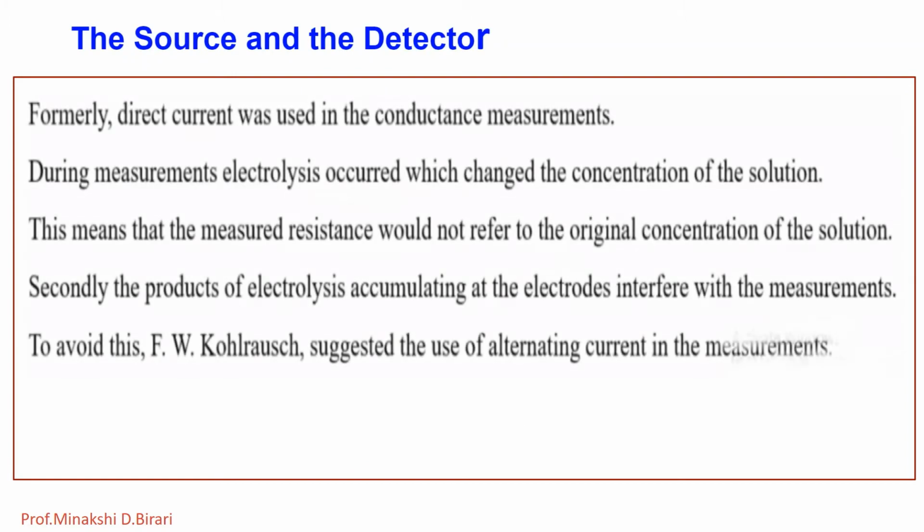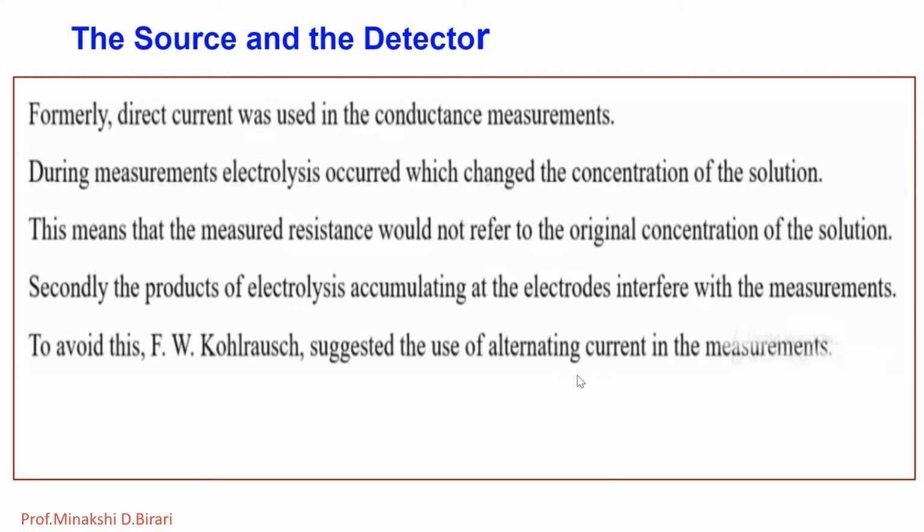Now, what are the source and detector used in the Wheatstone bridge circuit? Formerly, direct current was used in the conductance measurements. During measurements, electrolysis occurred which changed the concentration of the solution. This means that the measured resistance would not refer to the original concentration of the solution. Secondly, the products of electrolysis accumulating at the electrodes interfere with the measurements. To avoid this, Kohlrausch suggested the use of alternating current in the measurements.